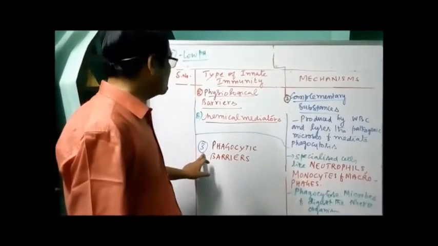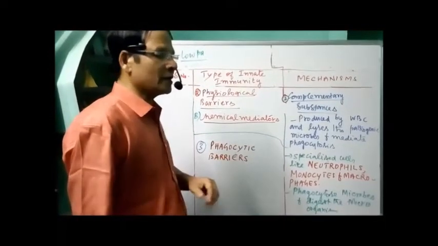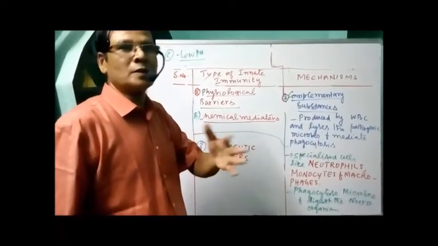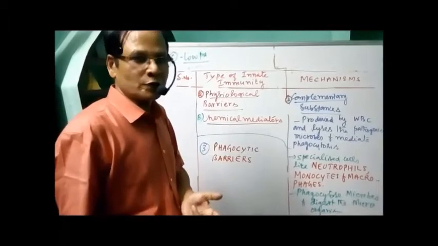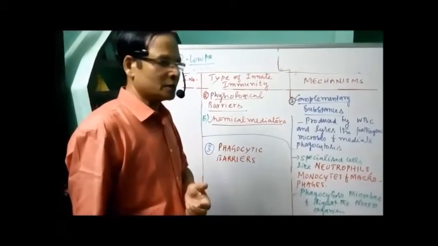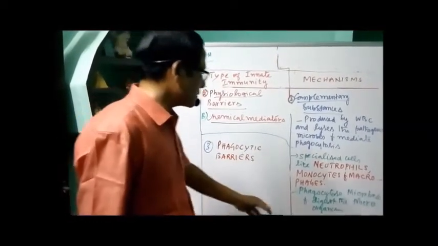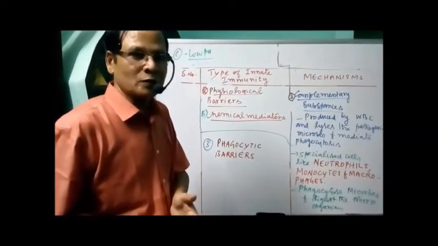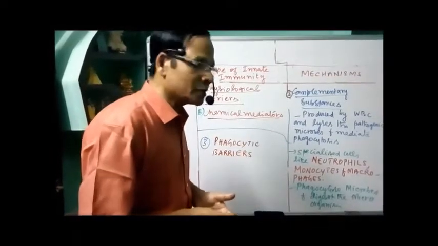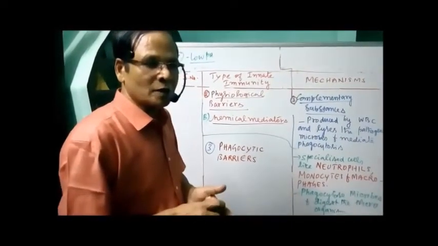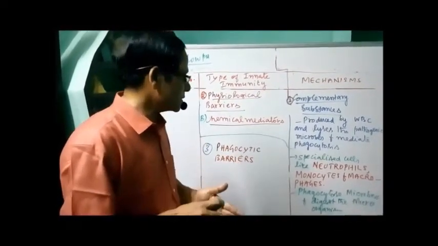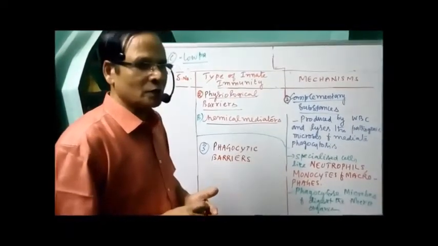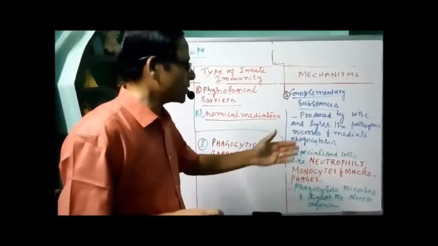Now the next one, the third barrier, phagocytic barriers. It is carried out by a special type of cells, nothing but the WBCs, like neutrophils and also monocytes. The functional monocytes are called macrophages. The difference between monocyte and macrophage, both being WBCs: monocytes under normal conditions, at the time of functions, are converted into a large cell, a macrophage. So a modified monocyte is called a macrophage.